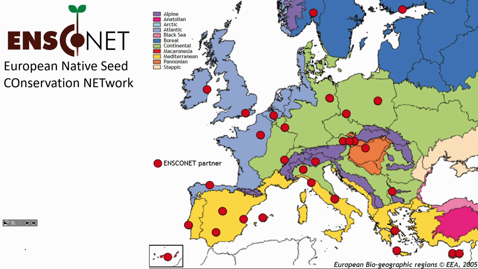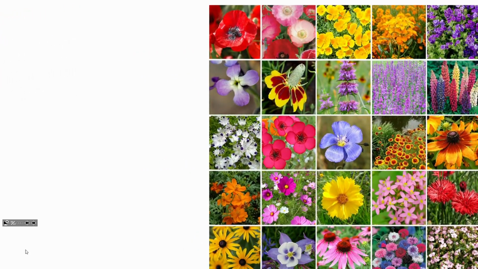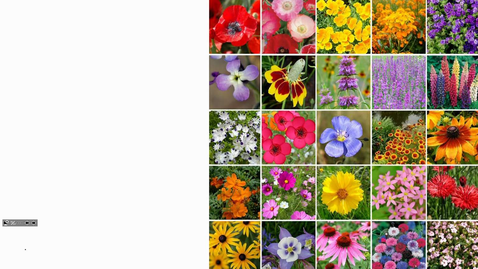So to answer these questions, I relied on the resources of the European Native Seed Conservation Network, ENSCONET, which is a consortium that groups about 30 botanical repositories of seeds that anyone can freely access for research purposes. And with the help of experienced botanists, colleagues, we made a short list of about 25 species that are suitable for resurrection studies. The species were annual, which maximizes the number of generations between the ancestor and descendants.